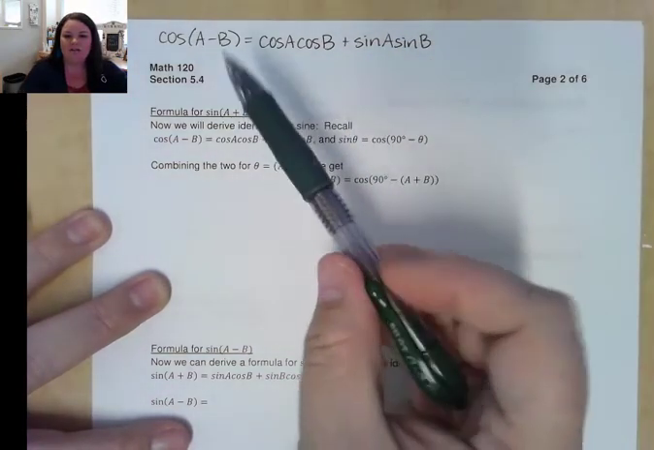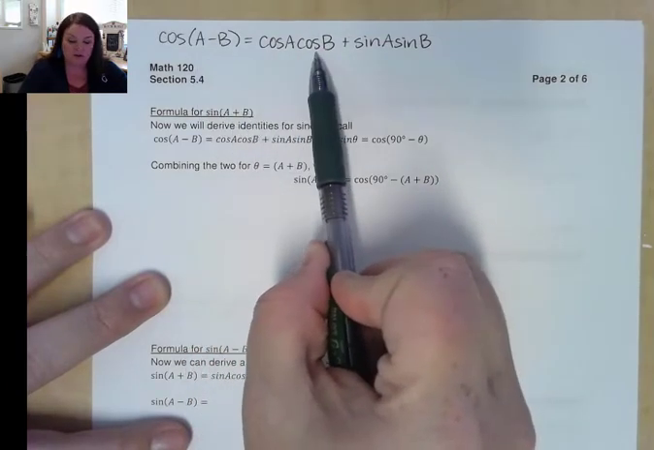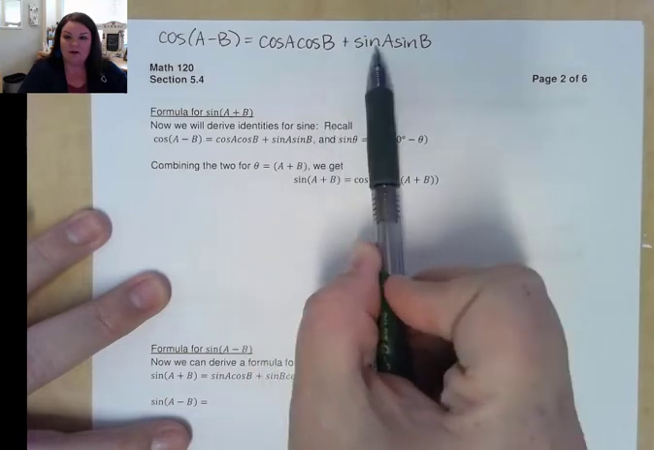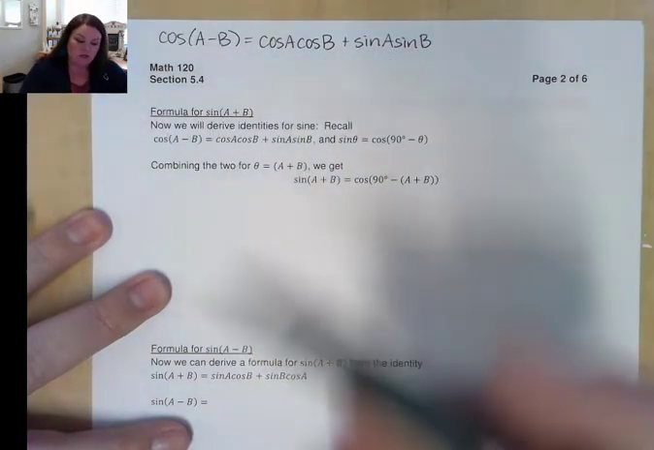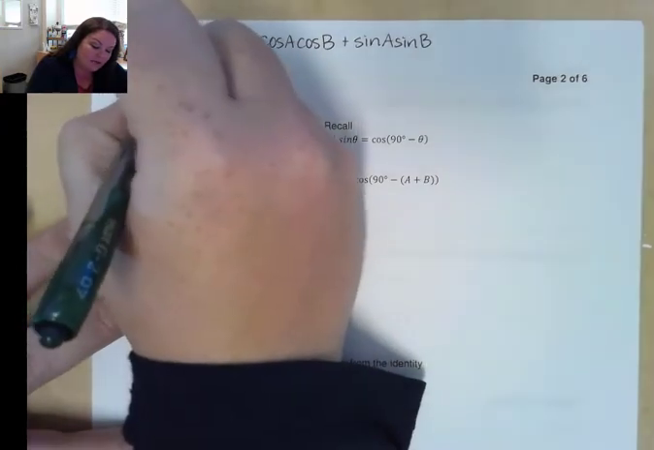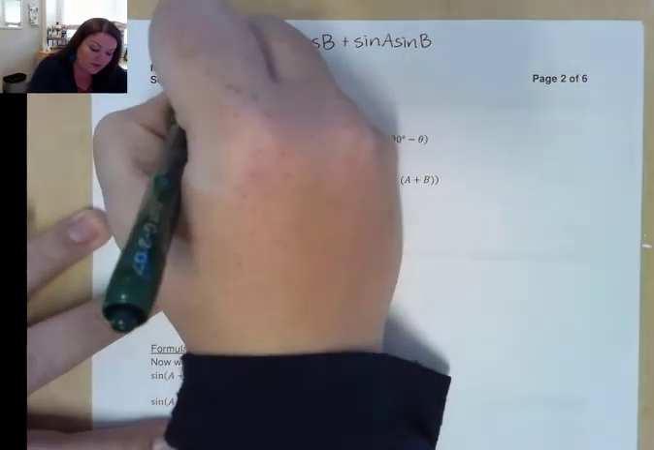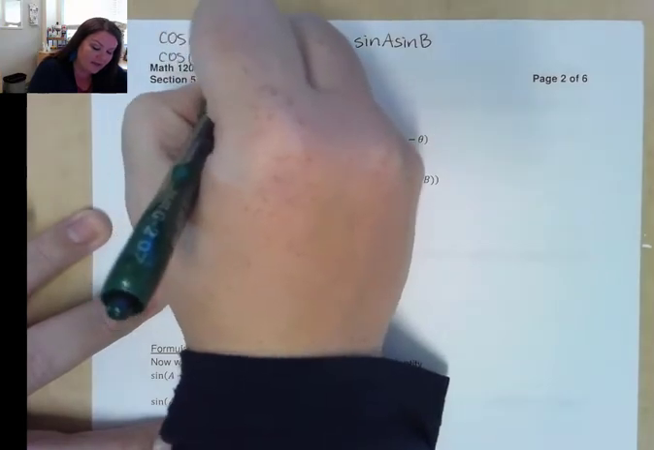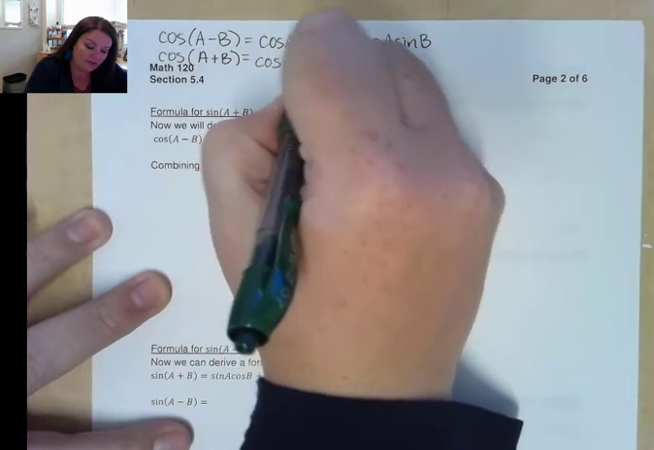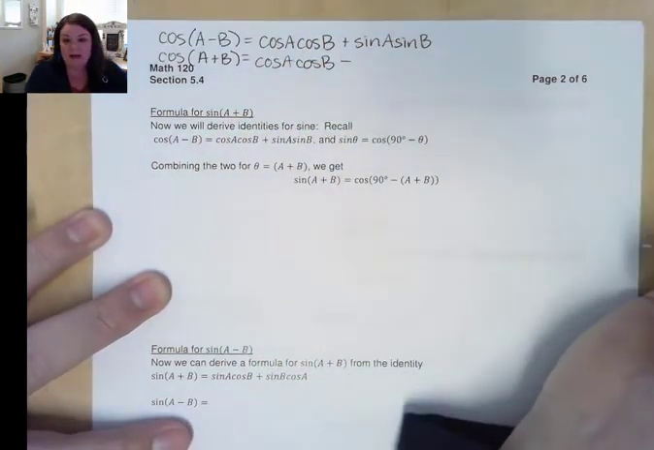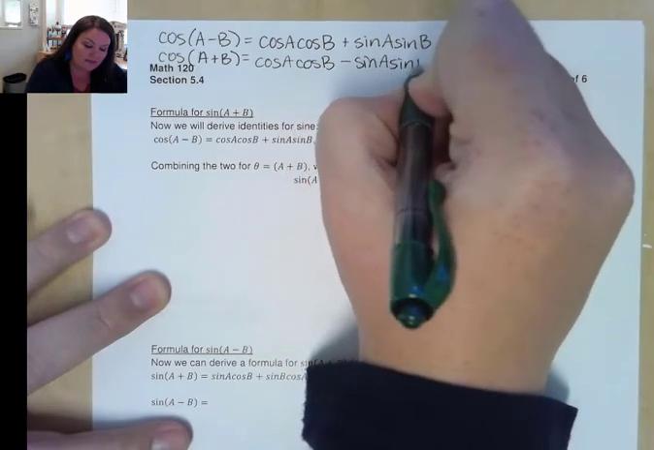So all we really had to remember is that we do our cosine values first of angles A and B, and then we do our sine values of angles A and B. And then the cosine identity for addition was very similar. If we had A plus B, we still have cosine A, cosine B, but then we subtract our sine product, sine A, sine B.